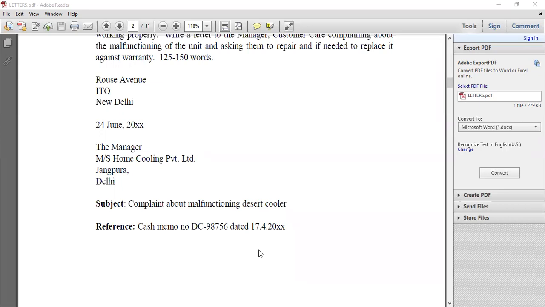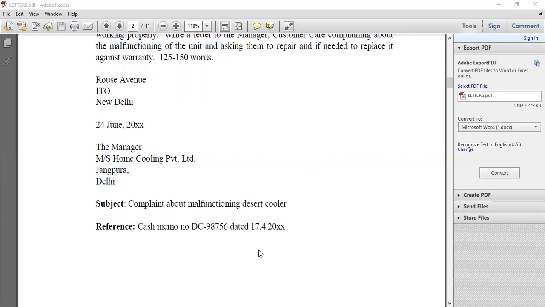For example, the sender's address with our name: Rouse Avenue, ITO, New Delhi, date with the format, 24 June 2020. Then the receiver's address, the manager. The T should be in capital, the definite article, and M should be in capital letter: The Manager, Home Cooling Private Limited, Jangpura, Delhi.